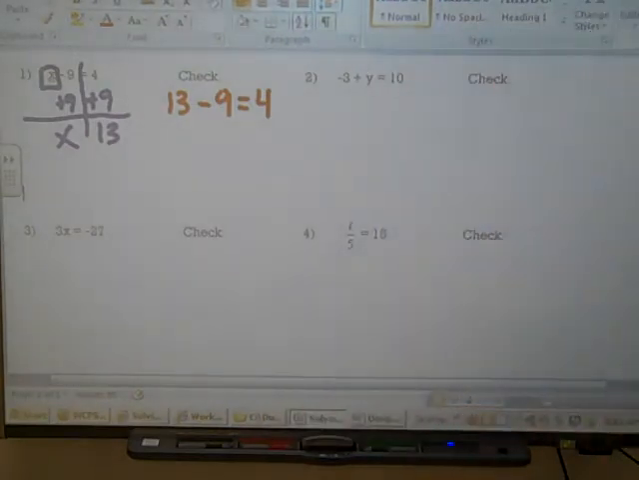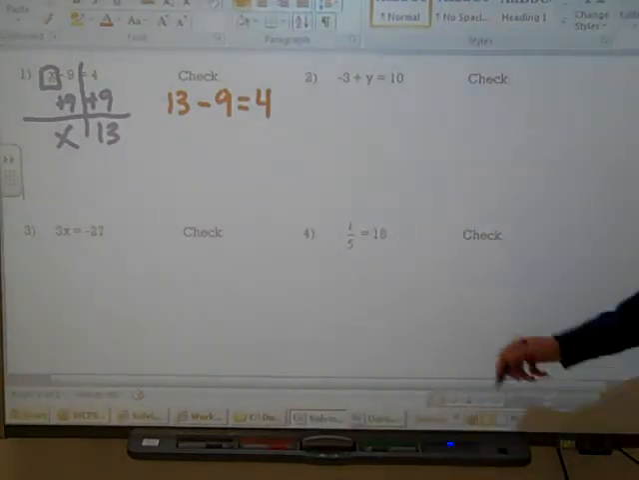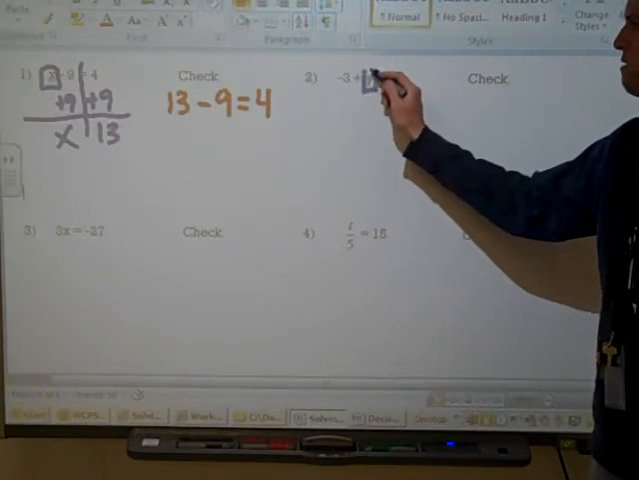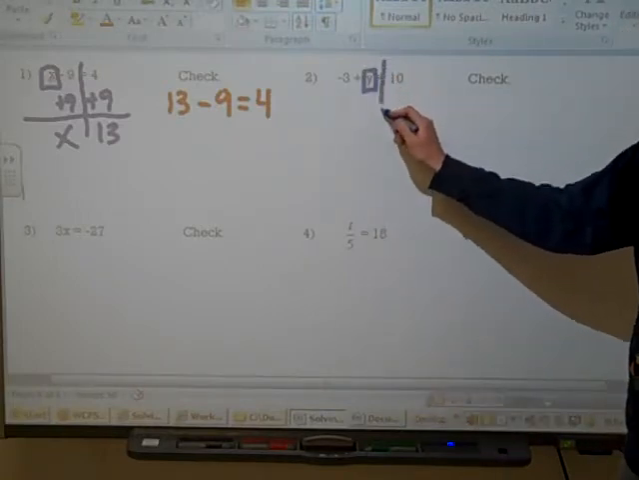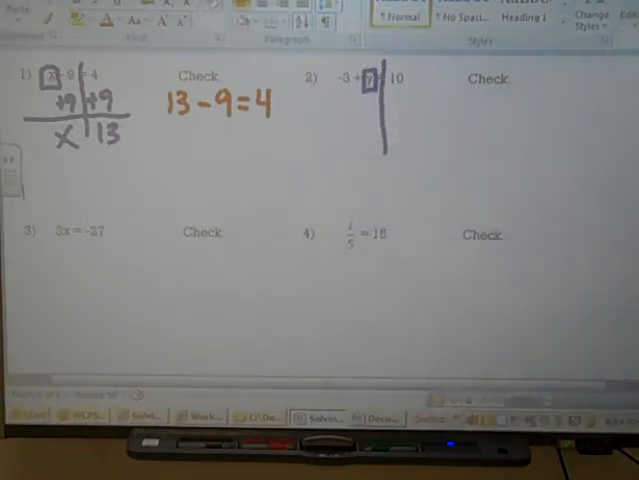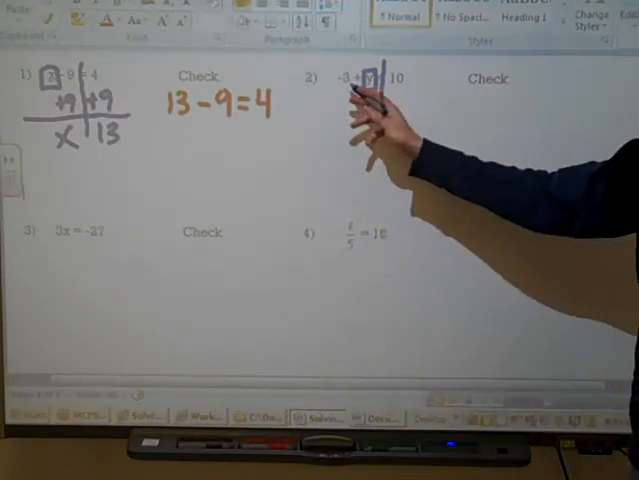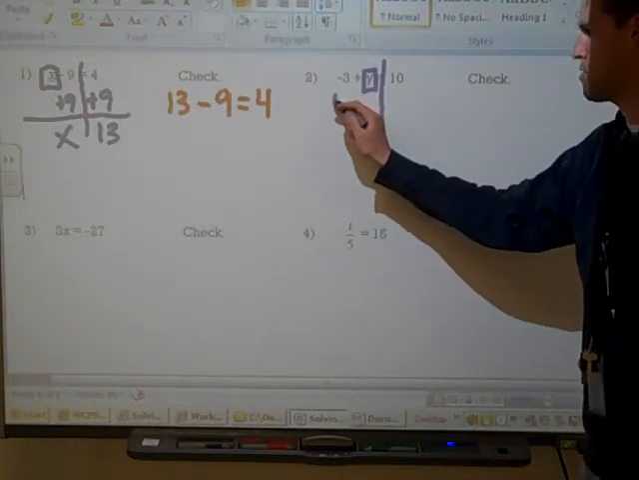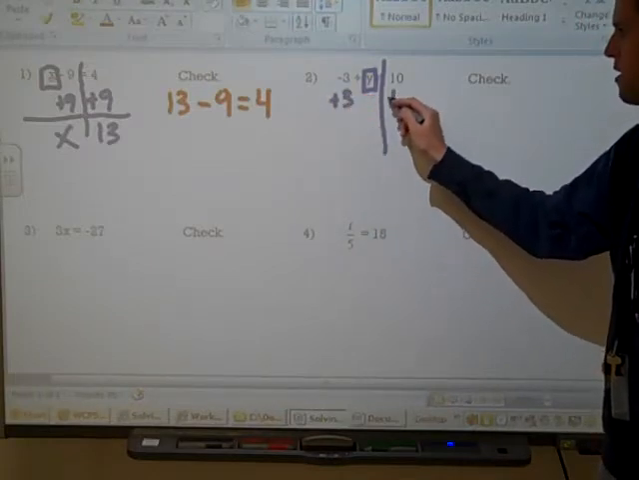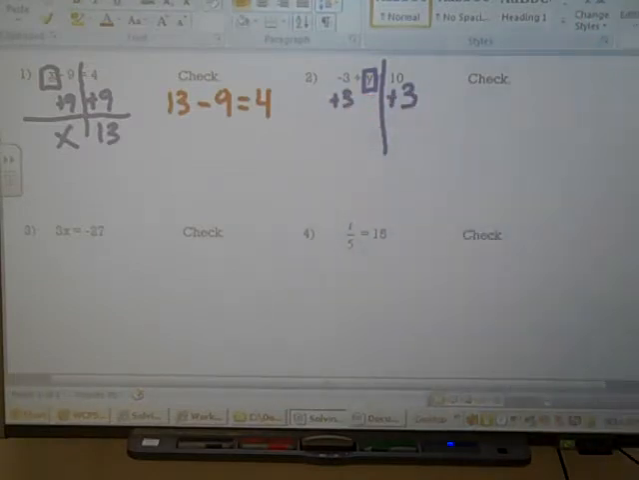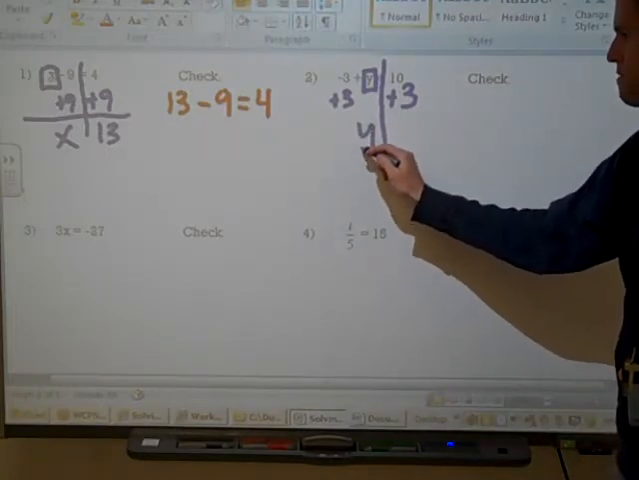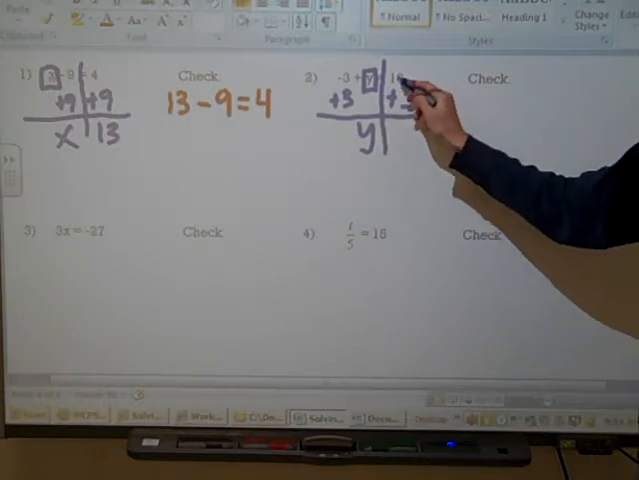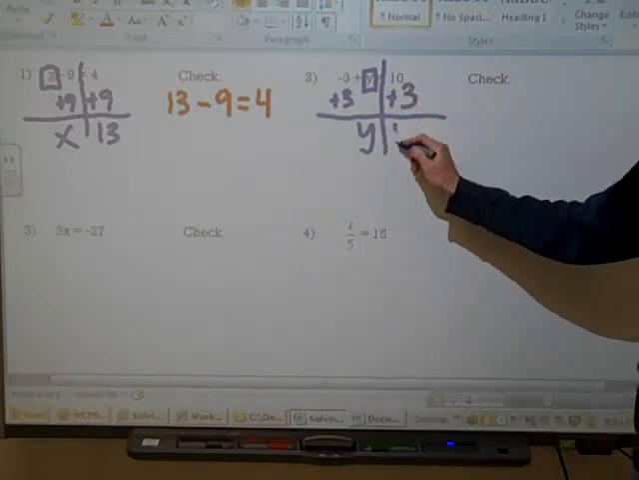Number 2, negative 3 plus y equals 10. I'm going to go ahead and box my variable, draw a line down the middle of my equal sign. And so in this case I have a negative 3. The opposite of negative 3 is positive 3, so I'm going to add on 3. And I'm going to go ahead and do that to both sides. So negative 3 plus 3, we have a 0, so I'll bring down my y. And then I have 10 plus 3 is 13.